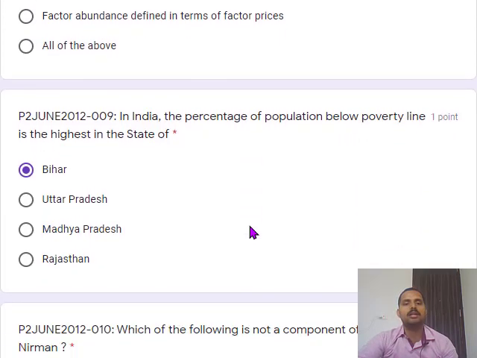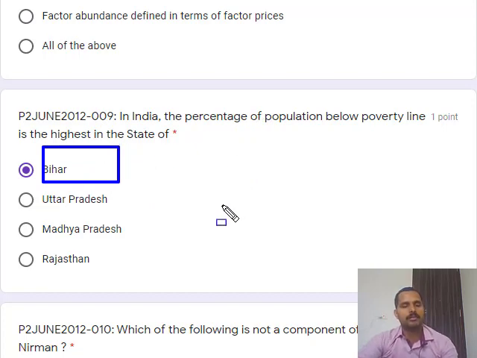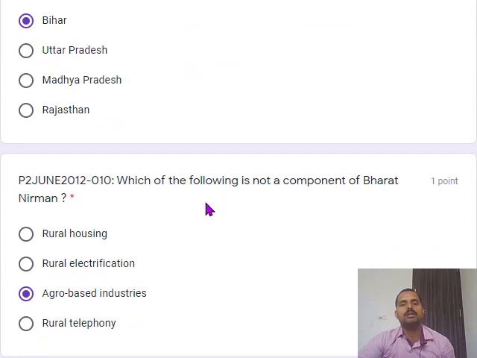Let us come to the ninth question. Everyone knows the answer is Bihar, because in Bihar the highest number of people are below the poverty line. And for question number 10, many people make a mistake. They simply click rural telephony, but it is not the correct answer. The correct answer is agro-based industries, because Bharat Nirman is a rural development program.